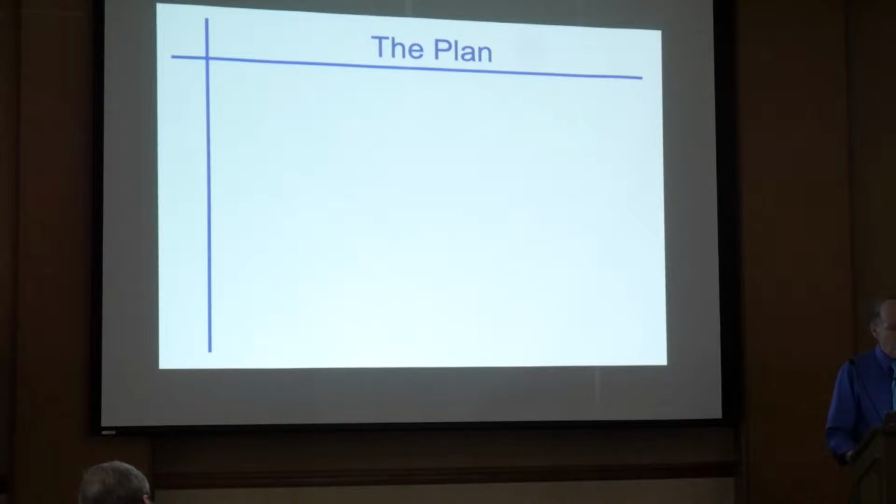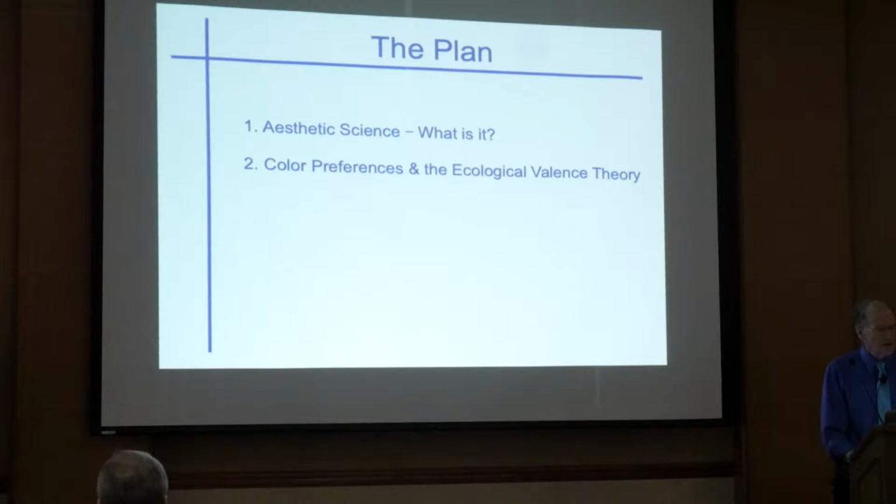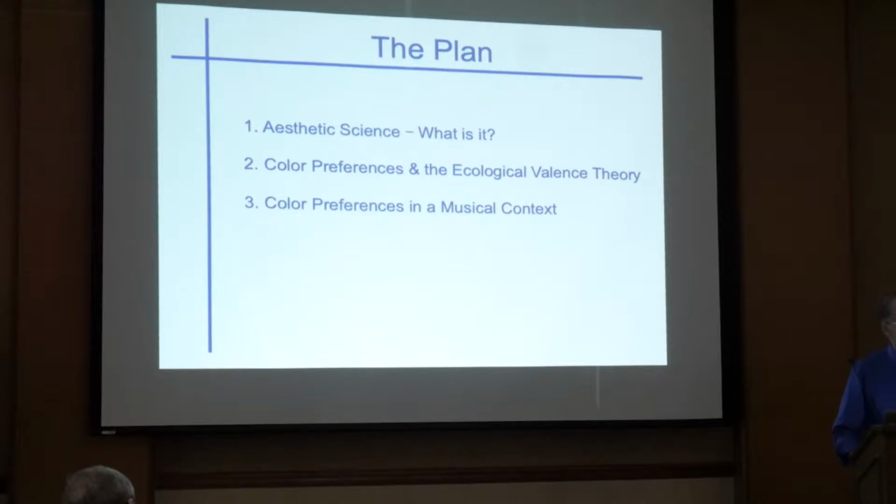So the plan for my talk includes a number of parts. First of all, I want to talk about this idea of aesthetic science, what it is. Then I'm going to talk about some evidence that aesthetic science is possible through the research that we've done together. First, talking about color preferences and something called the ecological valence theory of color preferences. Then I'm going to talk about color preferences in a musical context and show how people's color preferences change depending on what the use of those colors is going to be.